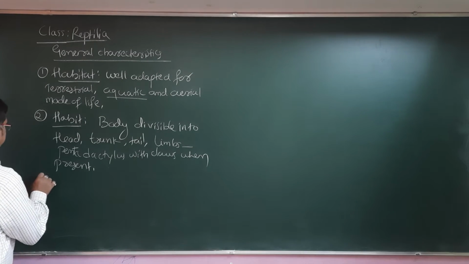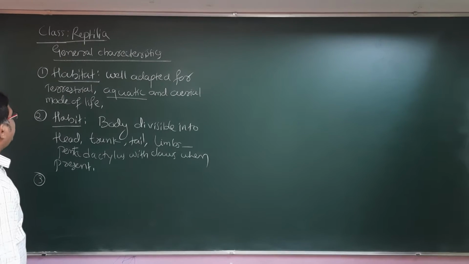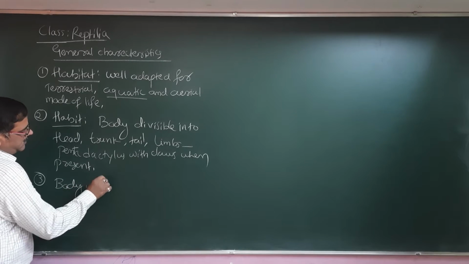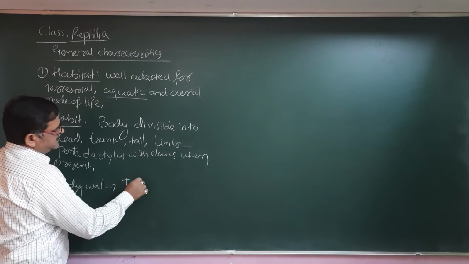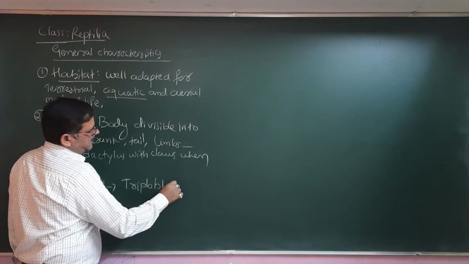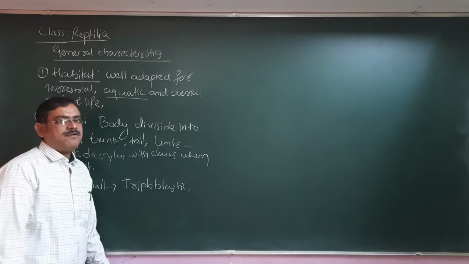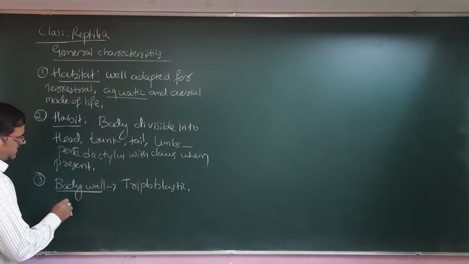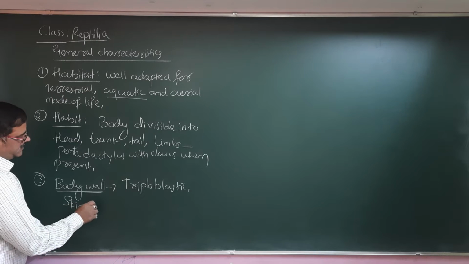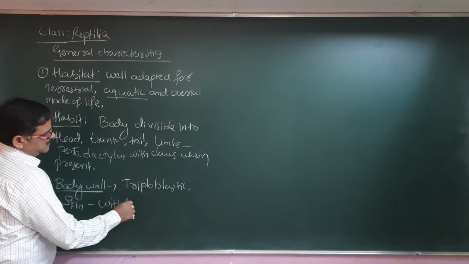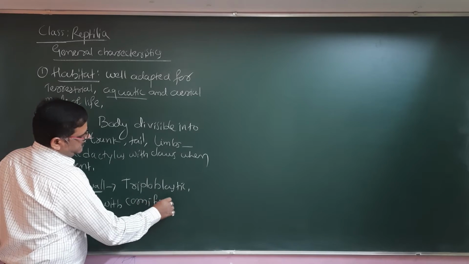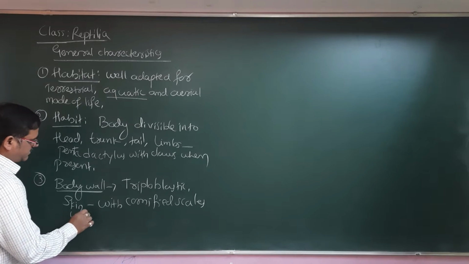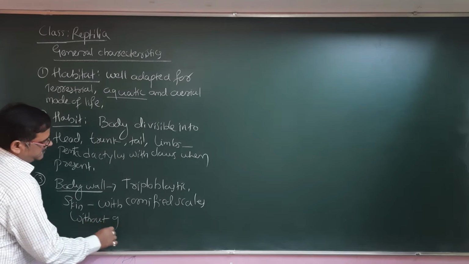What is the third important point? Body wall. The body wall is triploblastic, meaning they have endoderm, mesoderm and ectoderm. What about the exoskeleton? The skin with cornified scales, without any glands. Skin without glands.